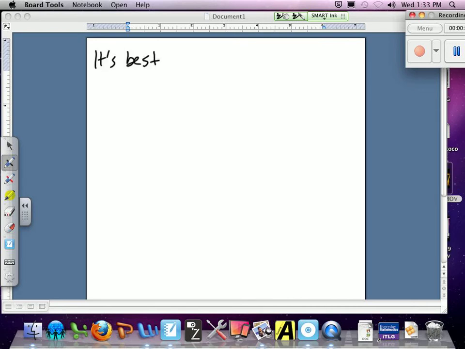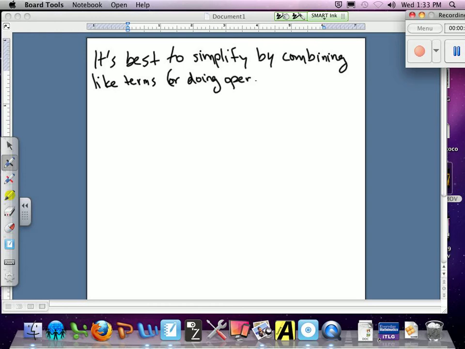The journal says make sure you take care of inside the parentheses, but if you don't, you're still going to get the same result. And that's what we're going to look at in a couple of our examples. So it's best to simplify by combining like terms, or in general, doing operations in parentheses, if possible.